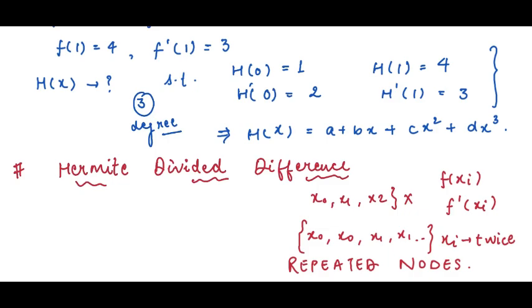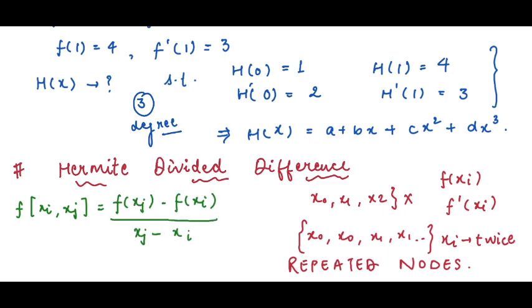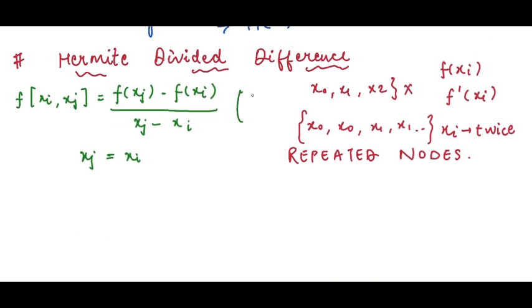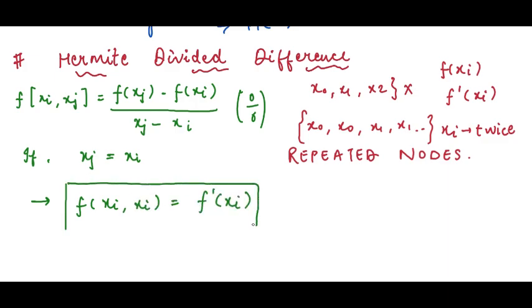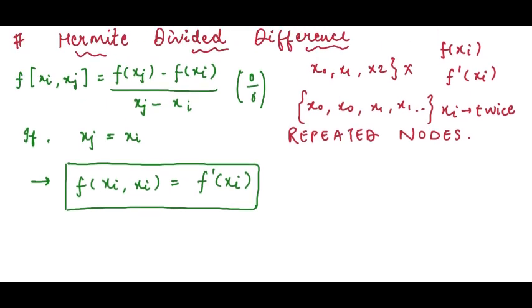Now for the ordinary divided differences, we have the function value at xi, xj as the function at xj minus function at xi divided by xj minus xi. But what happens if xj becomes equal to xi? We would get this 0 by 0 form. So instead, the repeated node difference is defined using the derivative as f at xi, xi equals f dash xi. And this is the fundamental connection between the repeated nodes and the derivative information.